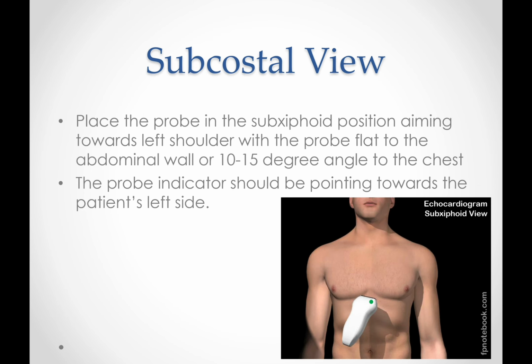Moving to the last view, which is the subcostal or subxiphoid view. Place the probe in the subxiphoid position, aiming towards the left shoulder. Try and make the probe as flat as possible to the abdominal wall. Usually it's 10 to 15 degrees, but it's acceptable to make it totally flat. The probe indicator should be pointing towards the patient's left side.